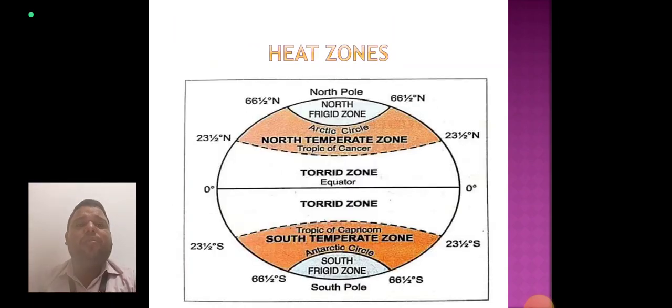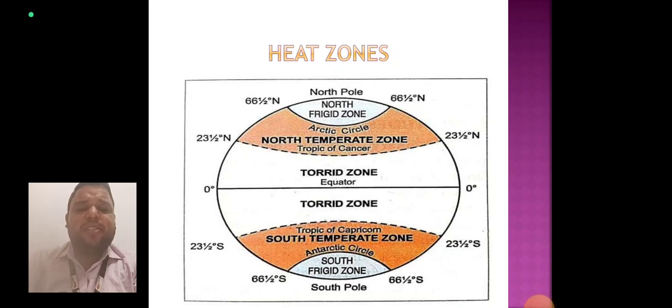Now the climate changes from hot to warm, warm to cold, and cold to frigid as we move away from the equator towards the poles. This is because as we move from the equator, the sun's rays fall on the earth's surface at more slanted angles, and this heat is spread over a larger area. The rays also travel through a longer part of the atmosphere, hence heating is reduced.